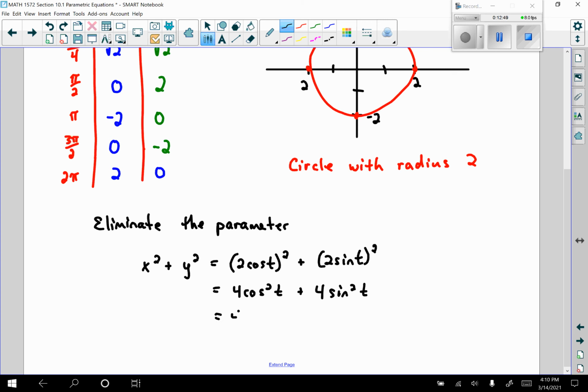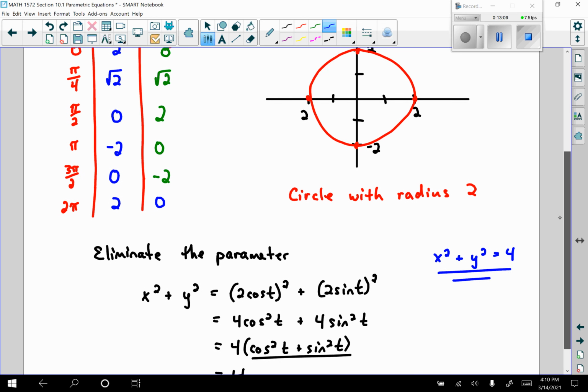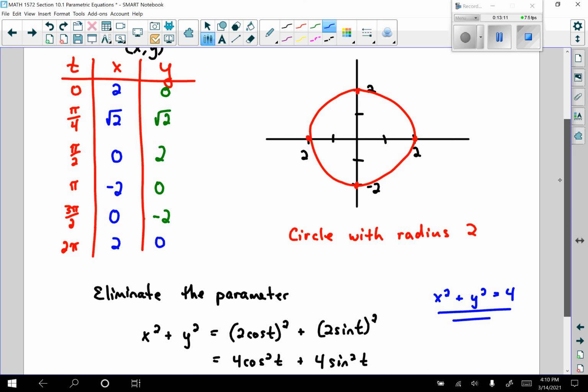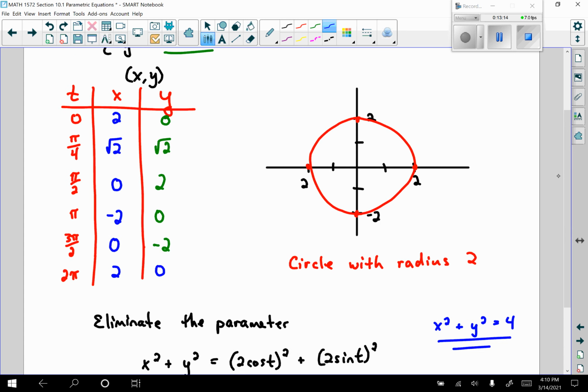We could factor a 4 out, and we have cosine squared t plus sine squared t. This part right here is 1. So the equation of the circle center at 0, 0 with a radius of 2 does become x squared plus y squared equals 4. Now let's go ahead and trace this.